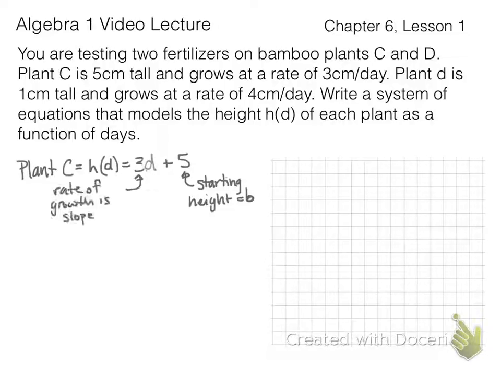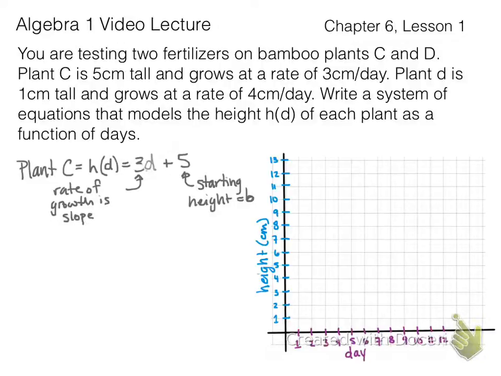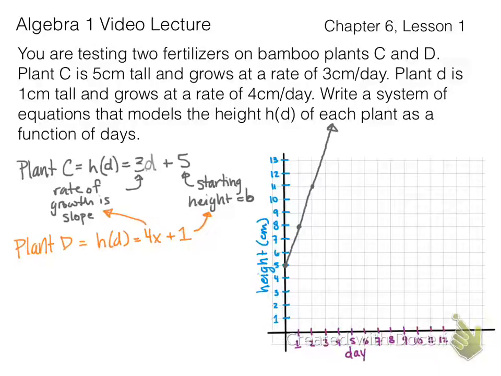Then I measured every day. The rate of growth I determined to be 3 centimeters per day. All right, so that's plant C. Now let's go ahead and graph plant C. It starts at 5 centimeters, and then it grows 3 centimeters per day. So after day 1, it's 3 centimeters higher than on day 0. Then it grows another 3 after the next day, and another 3 after the next day, and so on and so forth.